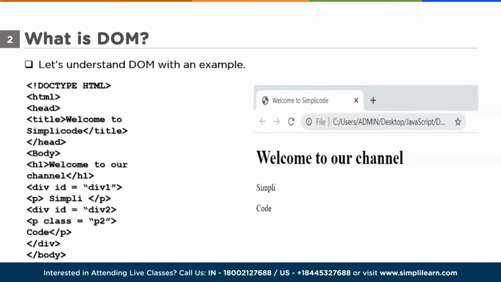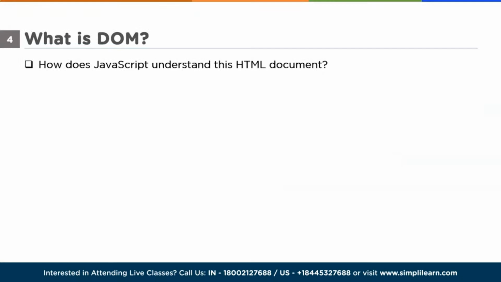But how JavaScript uses this code is a bit different. That's where the DOM comes into play. When the actual HTML document is loaded in the browser, another representation of that document is created, known as the document object model. Here's the model you can see on your screen.